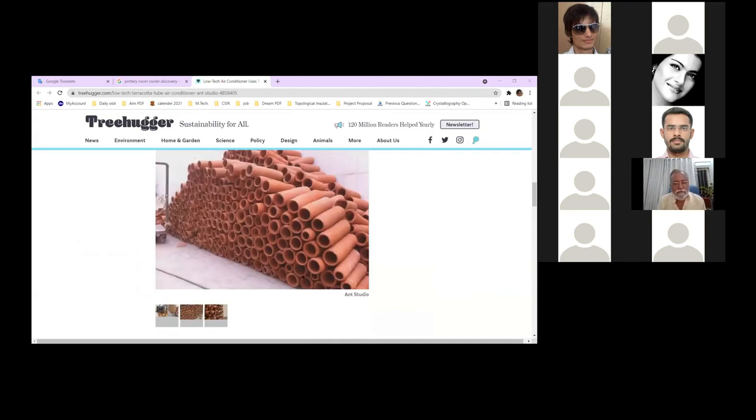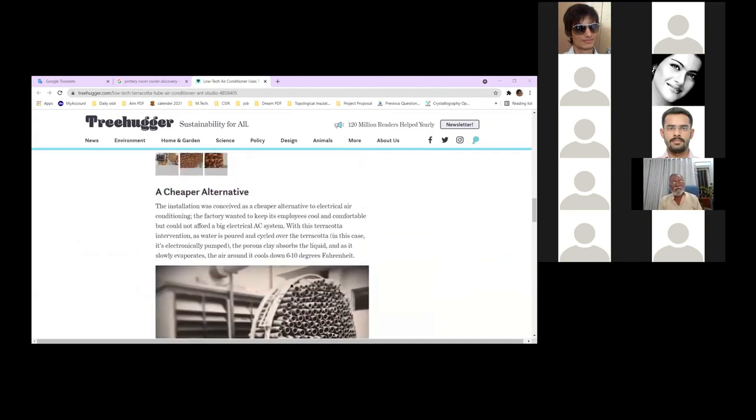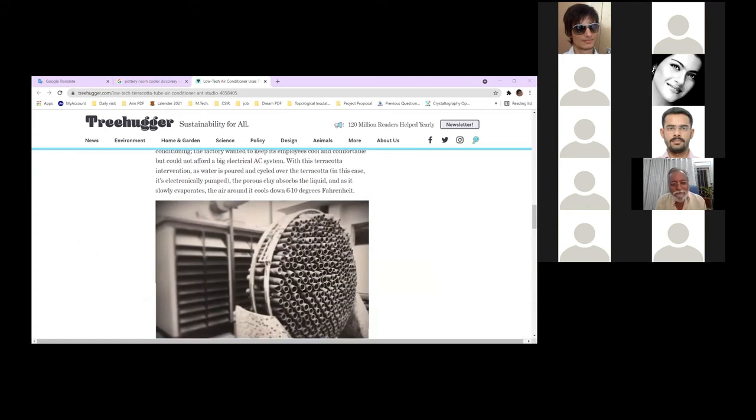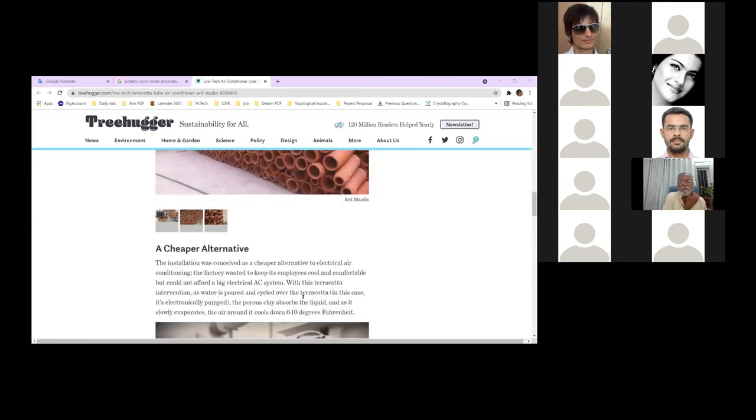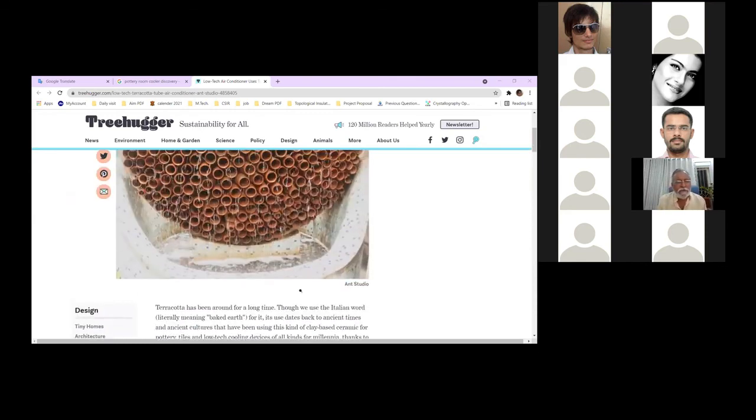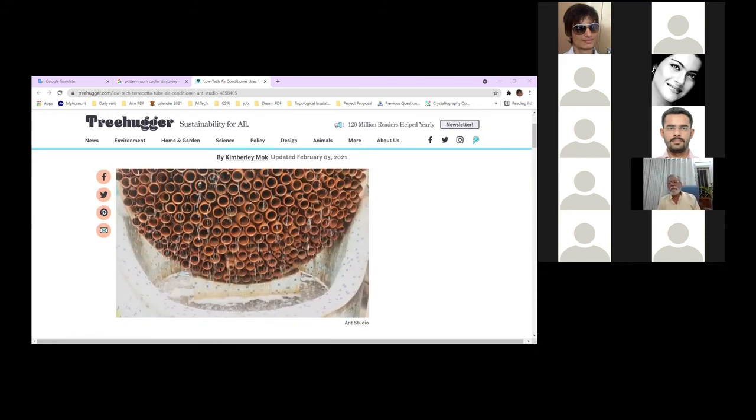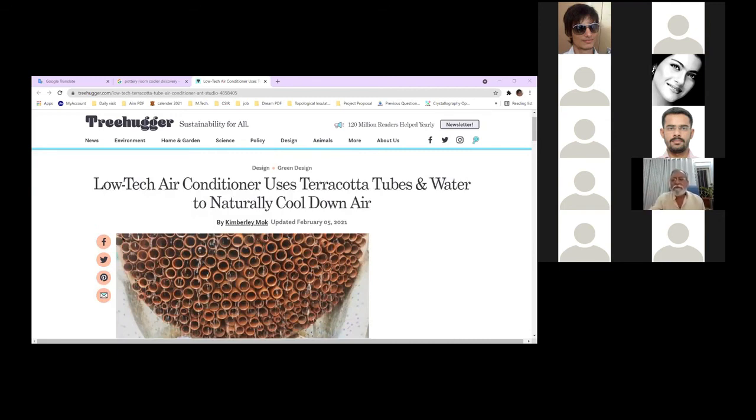And we have seen this. Yes, we have seen this cheaper alternative. Correct, and very efficient. It cools down around 6 to 10 degrees Fahrenheit. Yes, very effective use of traditional knowledge. Very good example. Thank you, Deepak. Anybody else, please? Thank you, sir.